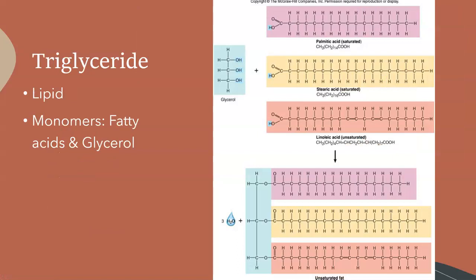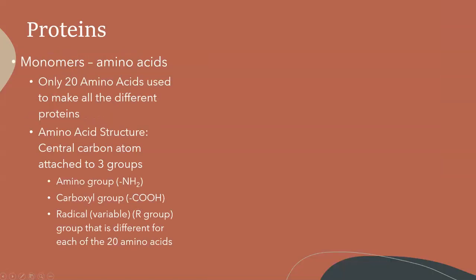Okay, but a triglyceride is one that I'd like you to remember. It is a lipid, and its monomers are fatty acids and a glycerol. In fact, 3 fatty acids. You can see them right here. Here they are. 1, 2, 3. And a glycerol, this in blue right here. So 1 glycerol, 3 fatty acids makes a triglyceride. Okay, that's a lipid. Now we'll talk about proteins.